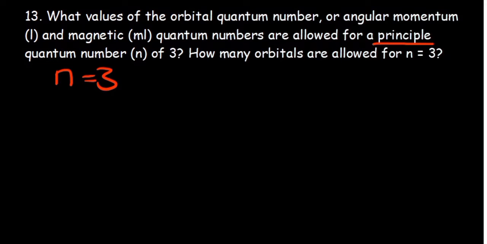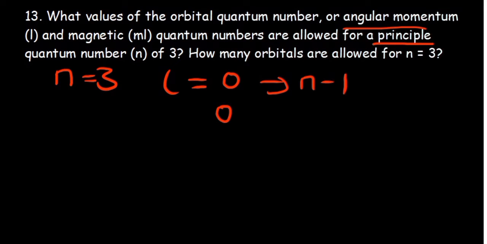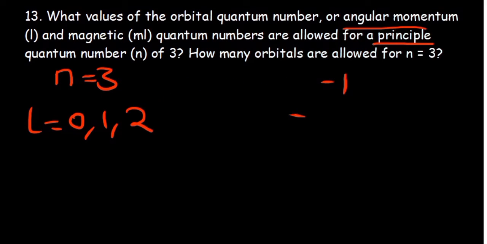The next quantum number that we have to understand is the angular momentum quantum number denoted by L. This one is given as from 0 to n minus 1. In this case we have 0 all the way up to 2. So the values of L that we're going to have will be 0, 1, and 2. The angular momentum quantum number actually represents the shape of the orbital that you're talking about. So we have the s, the p, and the d.